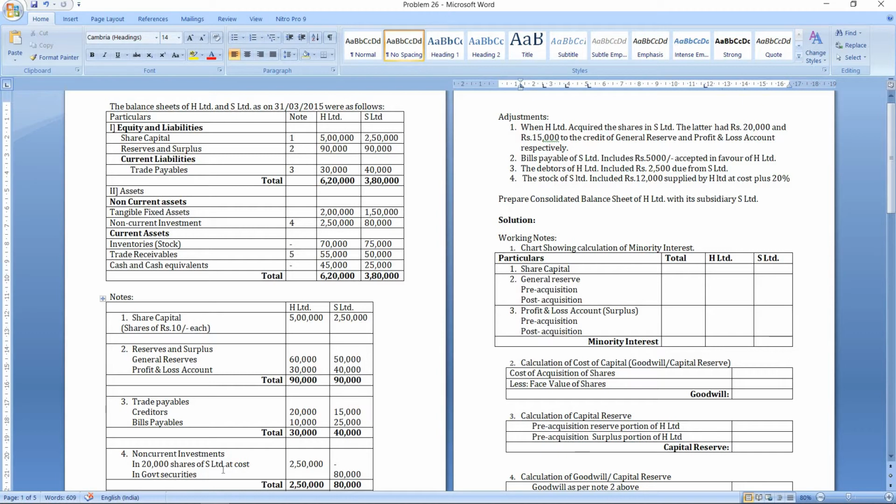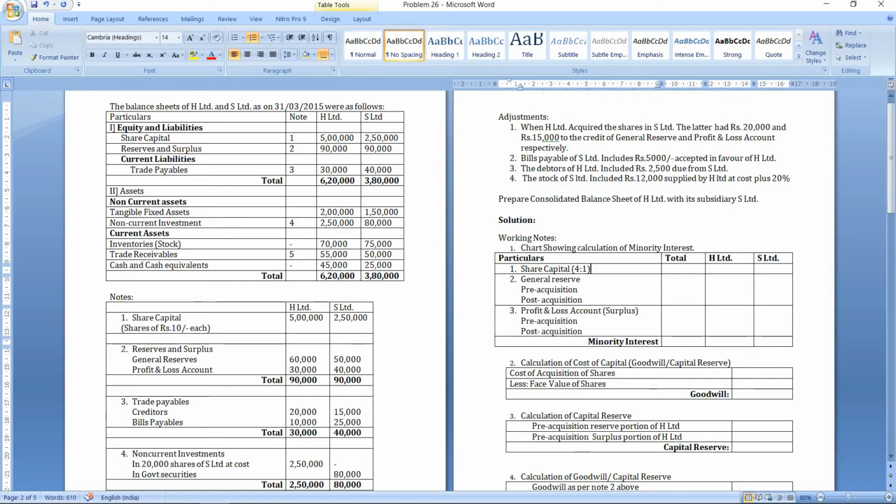So 20,000 is to 5,000. When you simplify, you will get the ratio, and the ratio will be 4:1. So that we will write it here. I hope you have understood this. We have just taken the shares which are acquired by the holding company and remaining shareholders. 20,000 is to 5,000. If you simplify, you will get this ratio, that is 4:1.